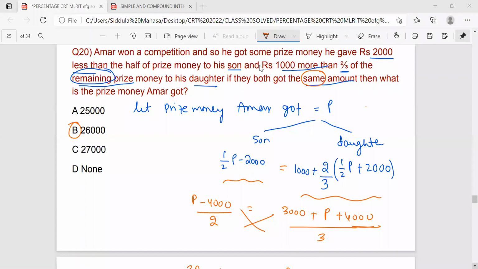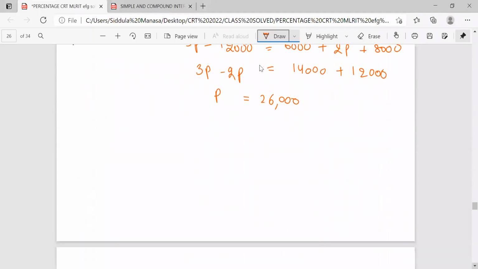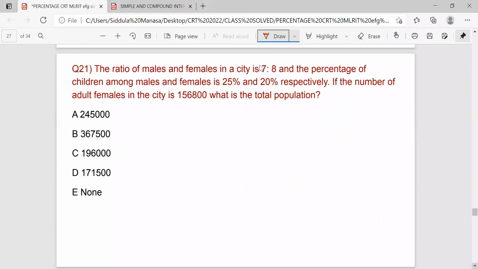Right. So we are moving to the next question, question number 21. The ratio of males and females in a city is 7 is to 8. And the percentage of children among males and females is 25% and 20% respectively. If the number of adult females in the city is 1,56,800, then what is the total population?